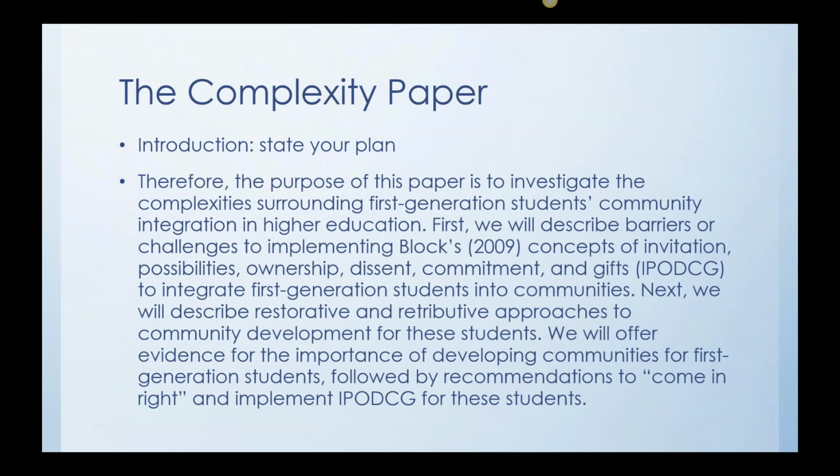So this type of paragraph here really frames the paper. And if you take a good look at it, you'll see that it follows pretty closely the structure of the paper. We're going to describe those barriers and challenges. We're going to talk about blocks to iPods-AG. We're going to talk about retributive and restorative approaches. We're also going to talk about why this matters, so why it's important to develop communities for first-gen students, and then recommendations to come and write and to implement iPods-AG. And that follows very closely the structure of the paper, and that's the plan, right?